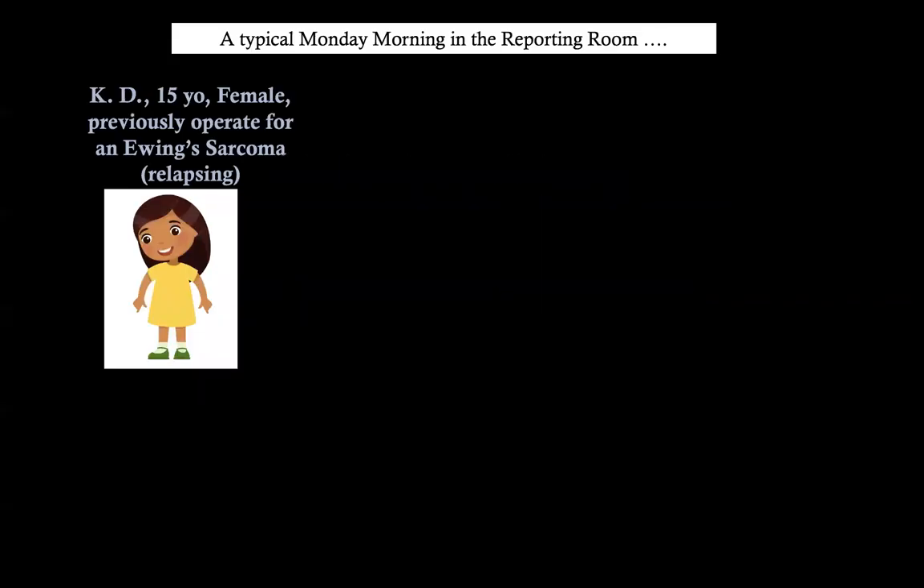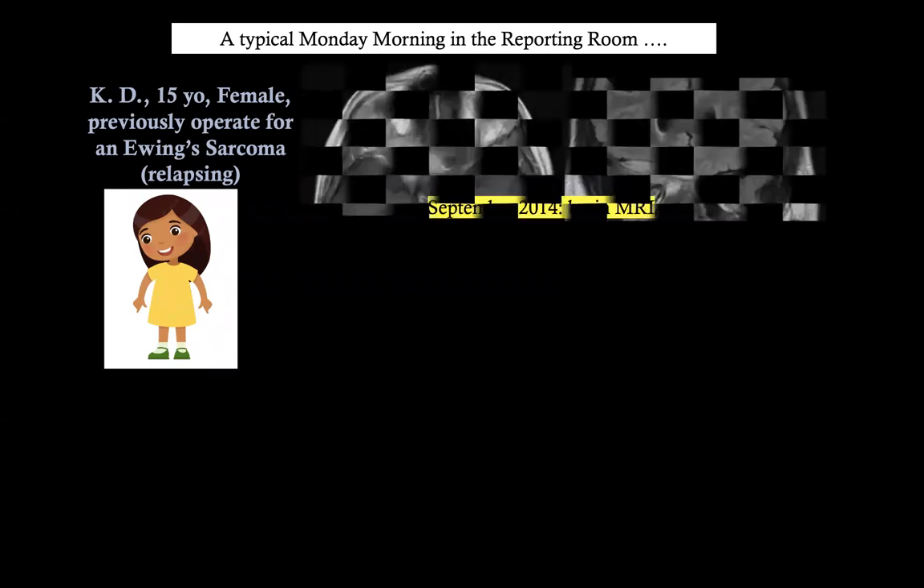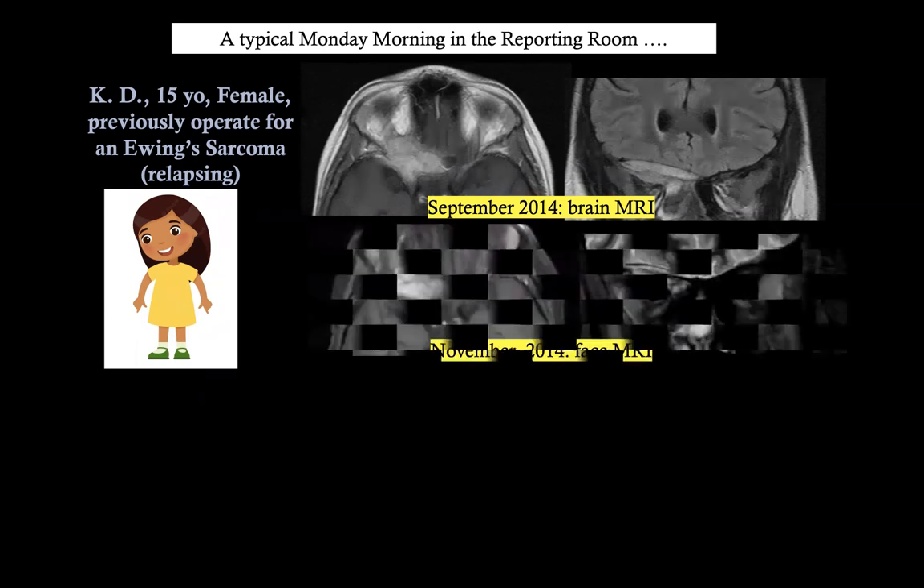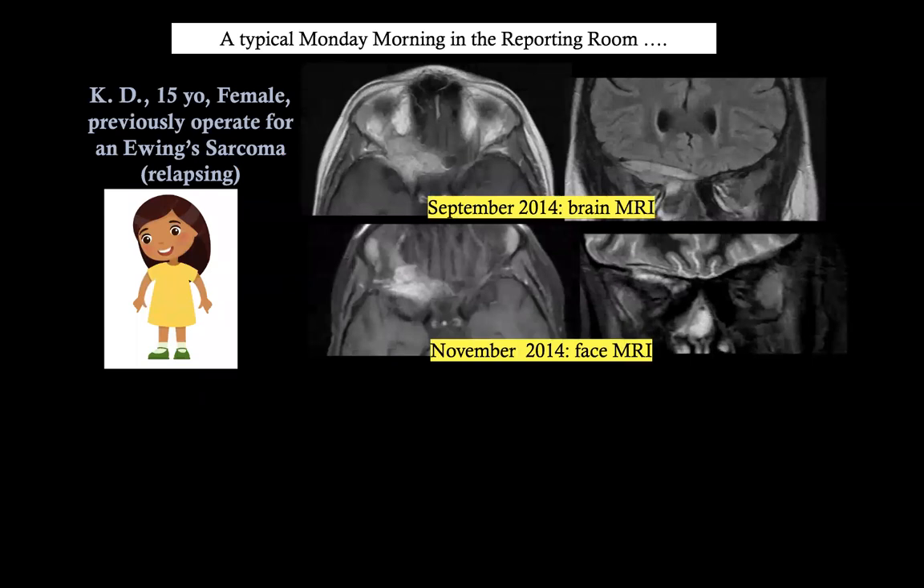And this is a typical Monday morning in the reporting room. There is a young girl with Ewing sarcoma relapsing. This was the external scan that came to us. They did a brain scan, and you can see the lesion here at the skull base. And then the child came to our hospital for a follow-up scan, and we did a face scan. These are the only two comparable sequences we could find.